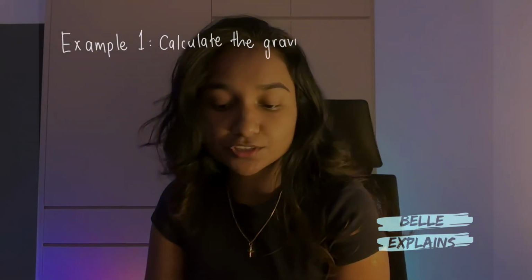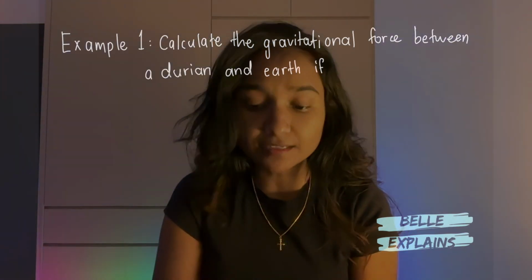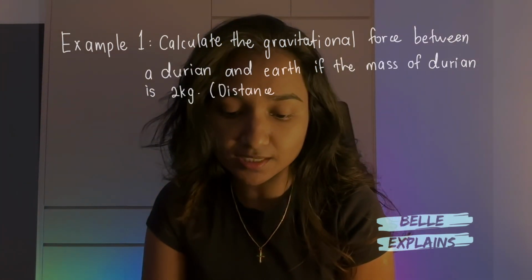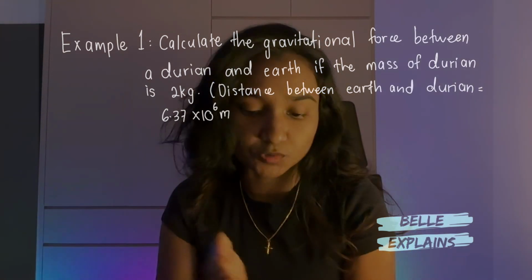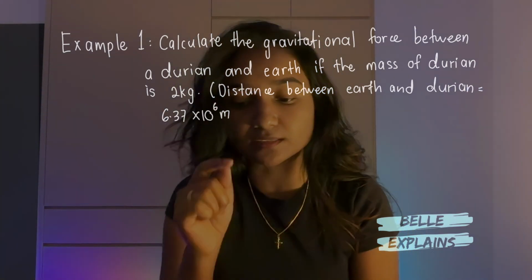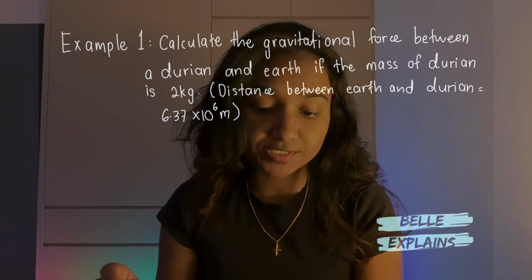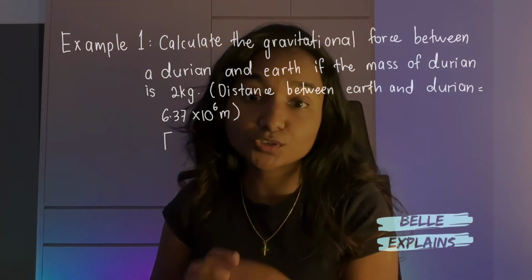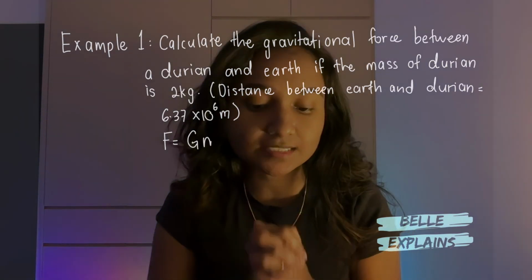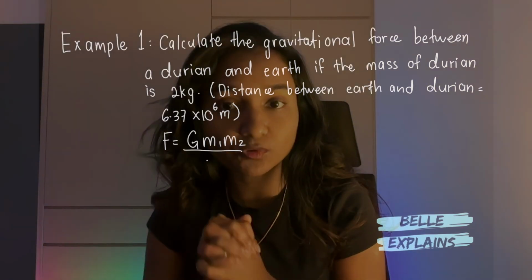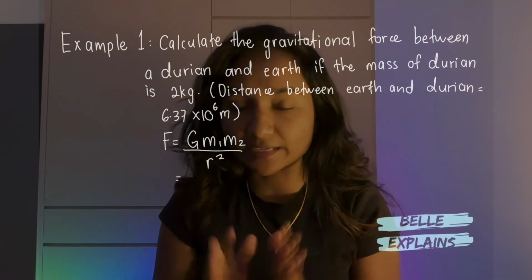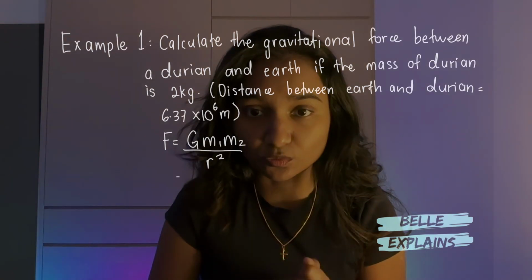Okay, let's try an example. Example 1, calculate the gravitational force between a durian and Earth. If the mass of the durian is 2 kg, they will have to give you the other values. So in this question, they've given us the distance between the Earth and the durian, which is 6.37 times 10 to the power of 6. This number is very large, mainly because the radius of the Earth is already very long. The first thing to do always is to make sure to write your formula. So in this case, our formula is F equals G m1 m2 over r square. Do standardize that m1 is the mass of Earth always.